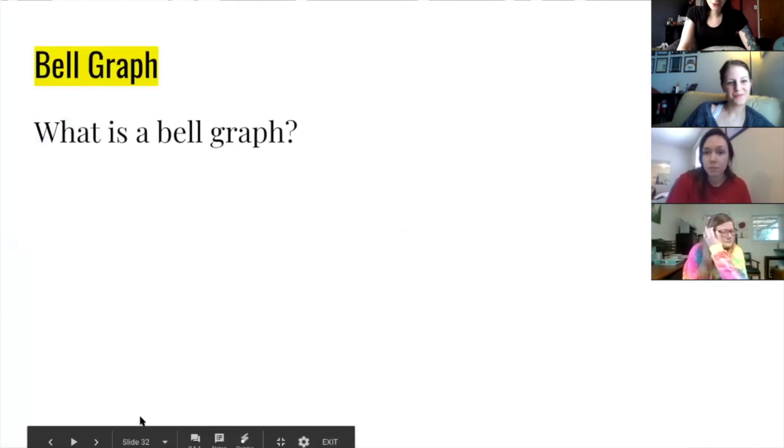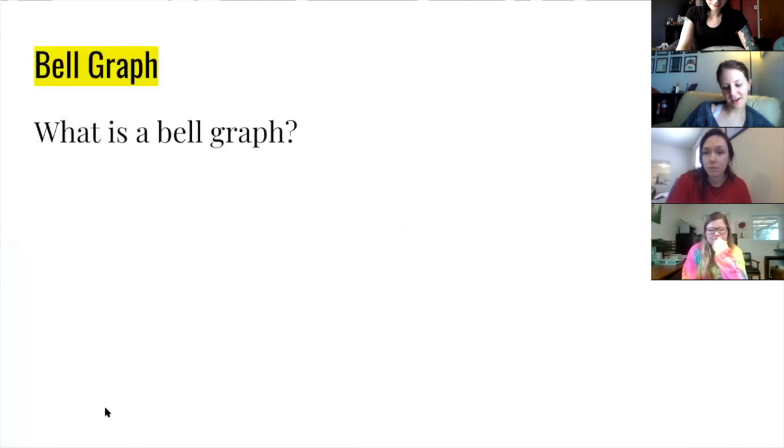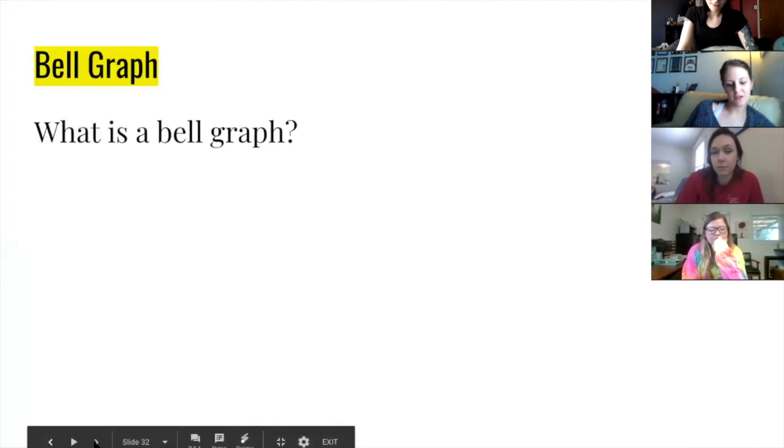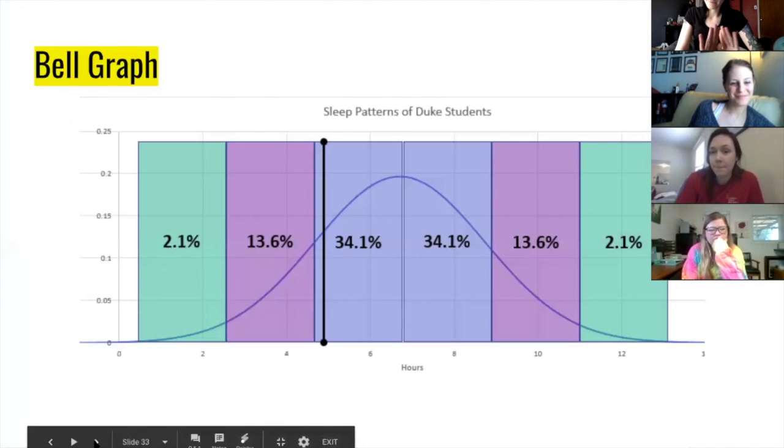What is a bell graph? Well, I'm glad you asked. A bell graph is a bell-shaped curve that represents the distribution of values, as you can see here. It's quite lovely.